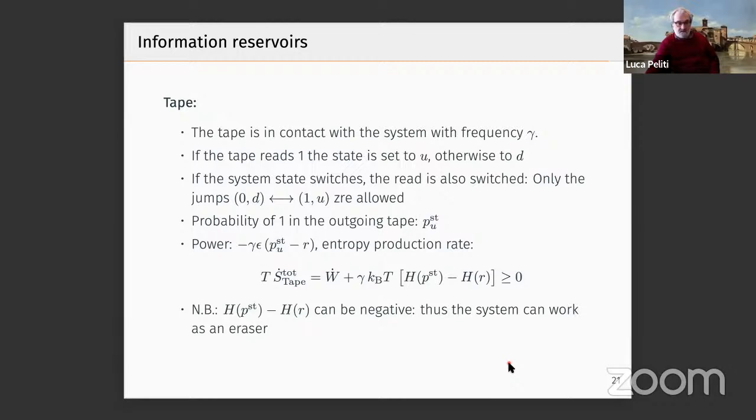The other possibility is the one that we started with, that is a tape. We have a tape which is prepared in some state, and the tape is in contact with the system with the frequency gamma. Then if the tape reads one, we put the system in state up. Otherwise, if the tape reads zero, we put the system in state D. Now, this may be a switch or not a switch, depending on what state the system is in. So if the system state switches, then the read is also switched. So in this way, only the jumps 0 to D and 1 to U are allowed.